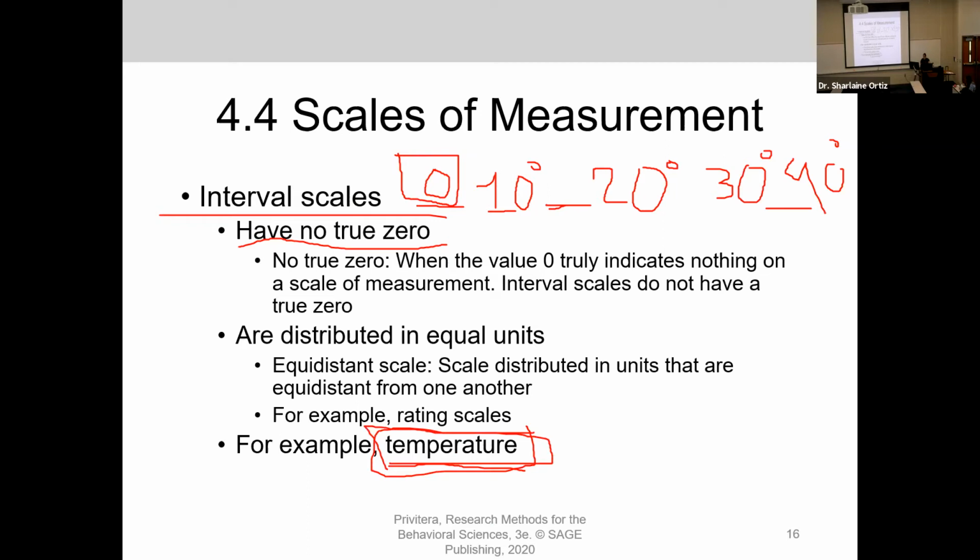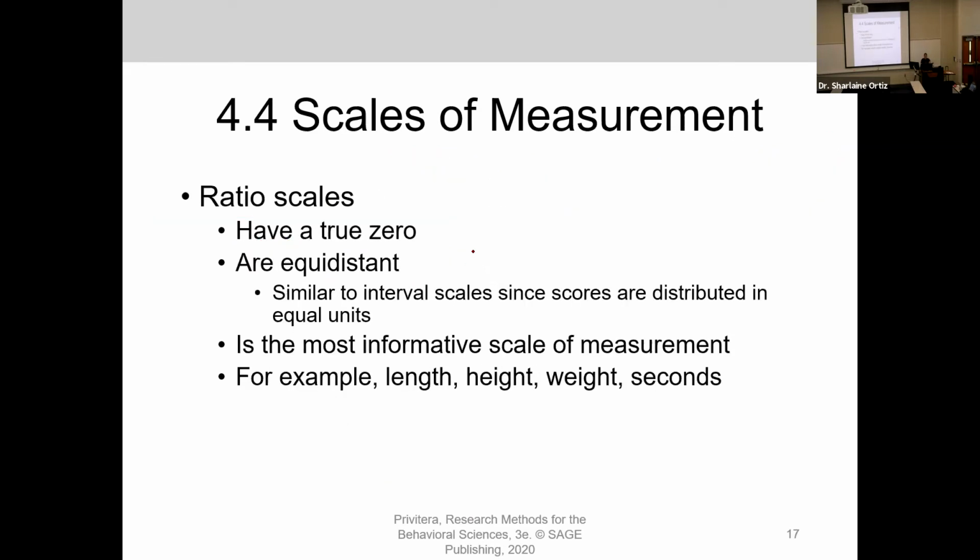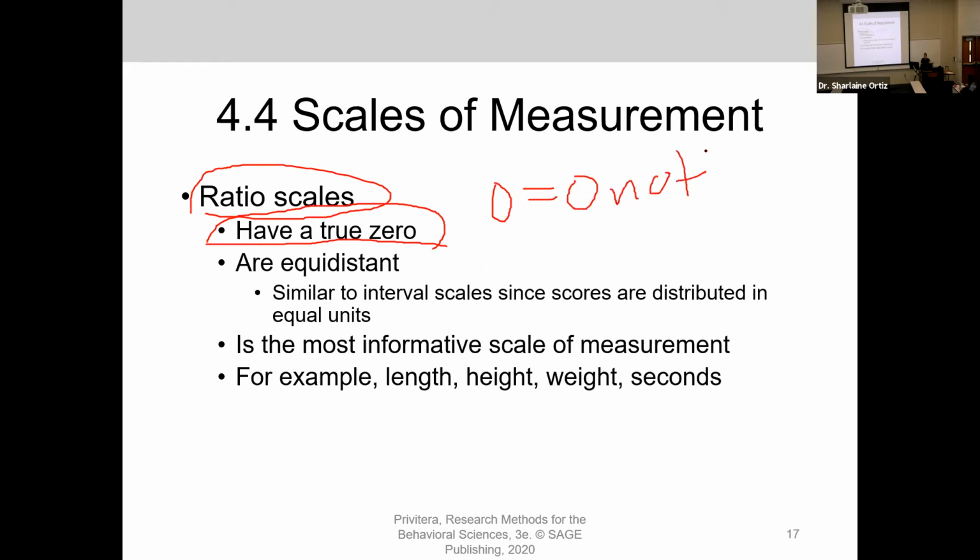Correct. She mentioned unless it's Kelvin, but with Kelvin it is the case. Kelvin does have a true zero, which, following along with that, we are talking about a ratio scale. A ratio scale does indeed have a true zero, where zero really means zero, means nothing. It is the absence of.